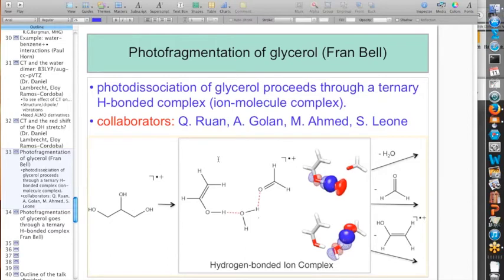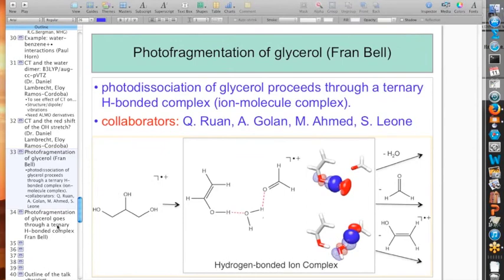And it turned out the origin was that the ionized glycerol molecule rearranged immediately to form a ternary complex. So that's a complex consisting of the vinyl alcohol cation, a water molecule, and formaldehyde, which if you keep track of your atoms is exactly the same as glycerol cation itself. And it's that complex which later on goes on to fragment because it's got plenty of kinetic energy.